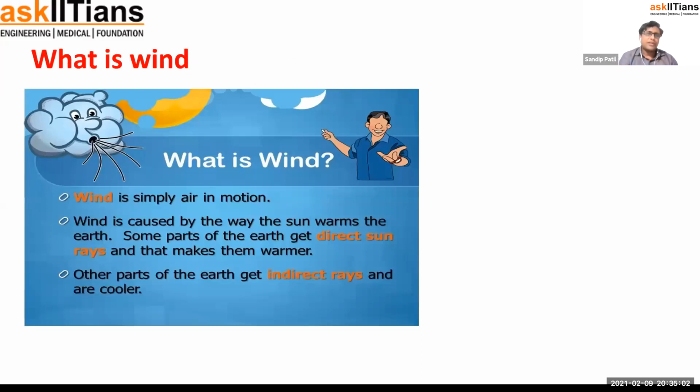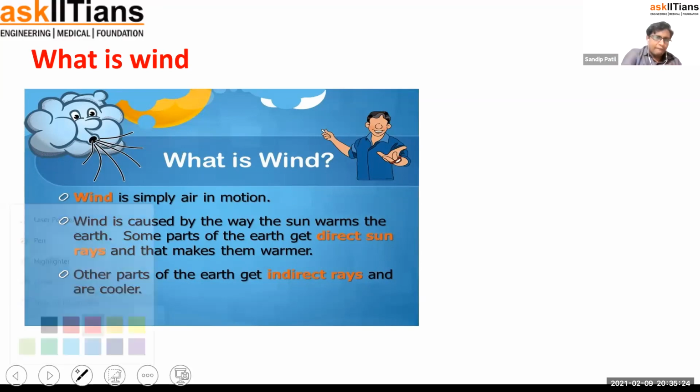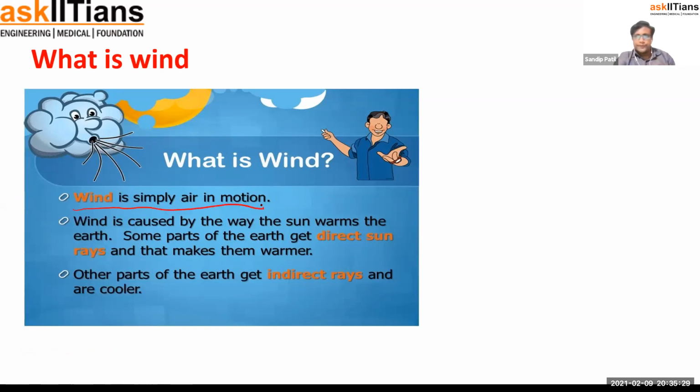So first of all, let's see what is wind. Simple: when the air is in motion, can we say it is wind? Yes. So who is creating that wind? That we are going to see. First of all, wind is simply the air in motion. Wind is caused by the way the sun warms the earth.